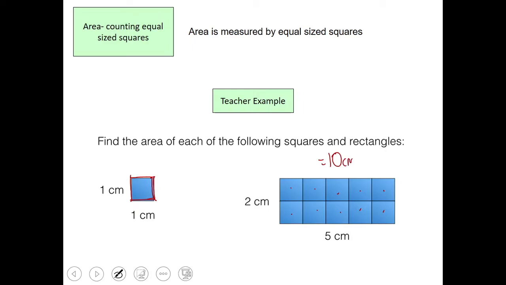Remember your units, centimeter, and this is the most important part. We need to add a little 2 at the top, which means squared. It is vital that we add this little 2, otherwise it will look like we worked out the perimeter.